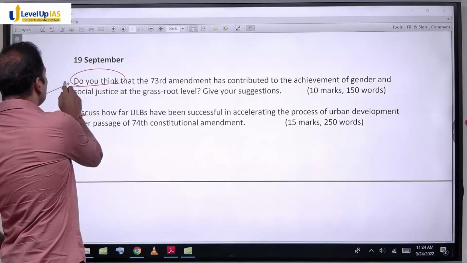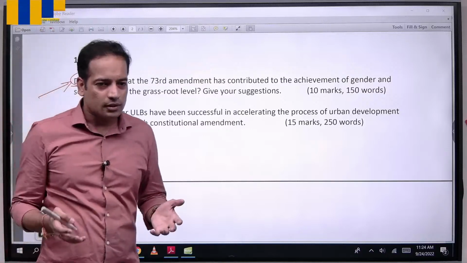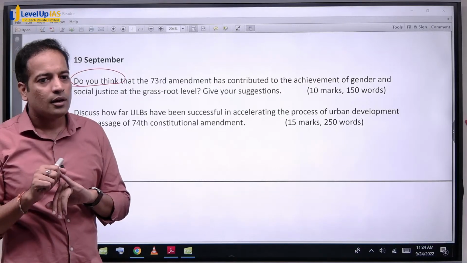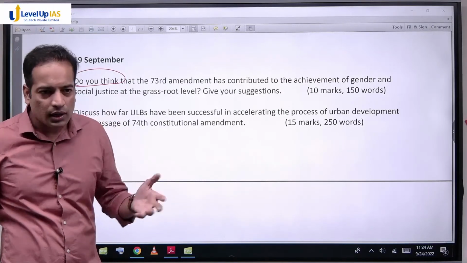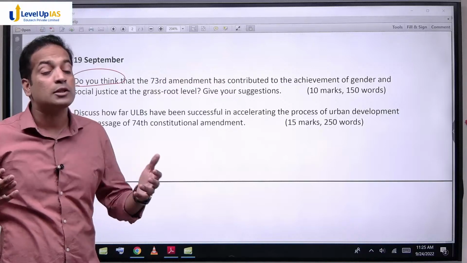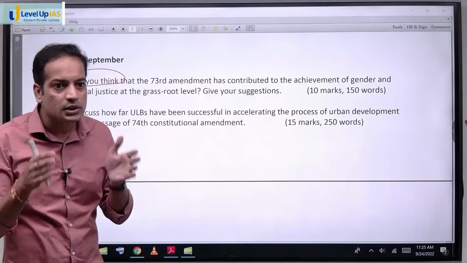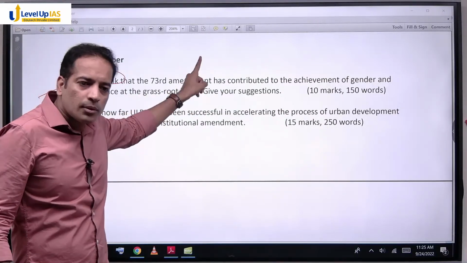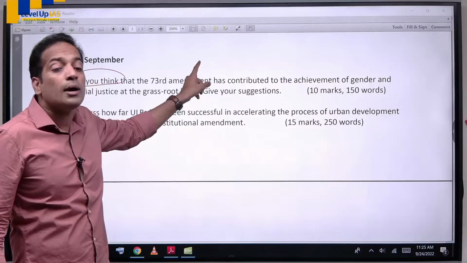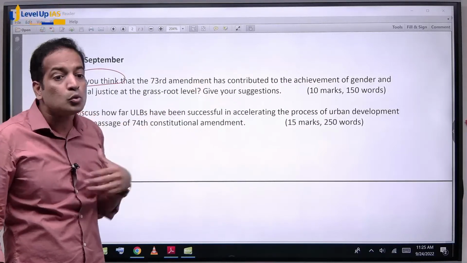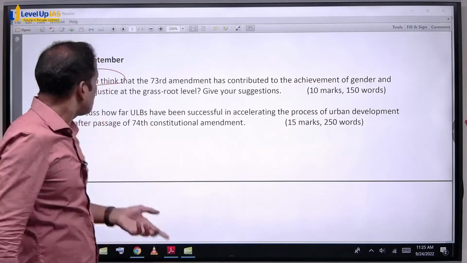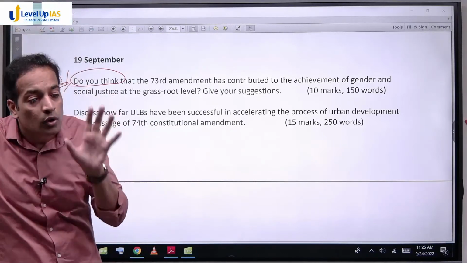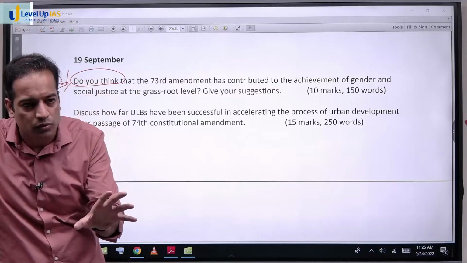Always remember that do you think does not mean what do you think, because you are no authority. And what would they get from you? Because naturally, our knowledge is limited. These are some of the reports, committees, statements, arguments made by experts. So who are we? So do you think does not mean your personal opinion, but it is about your knowledge, your understanding of the issue.